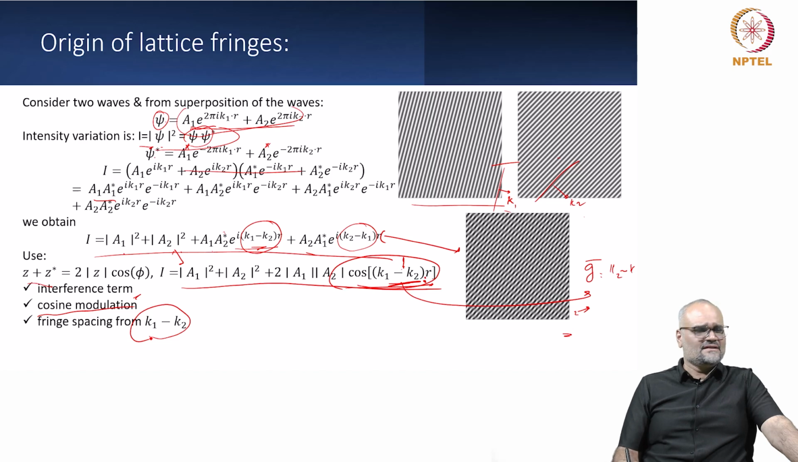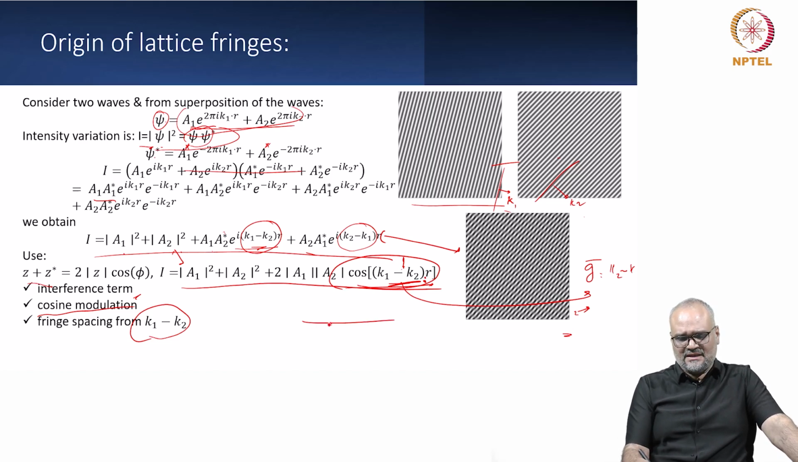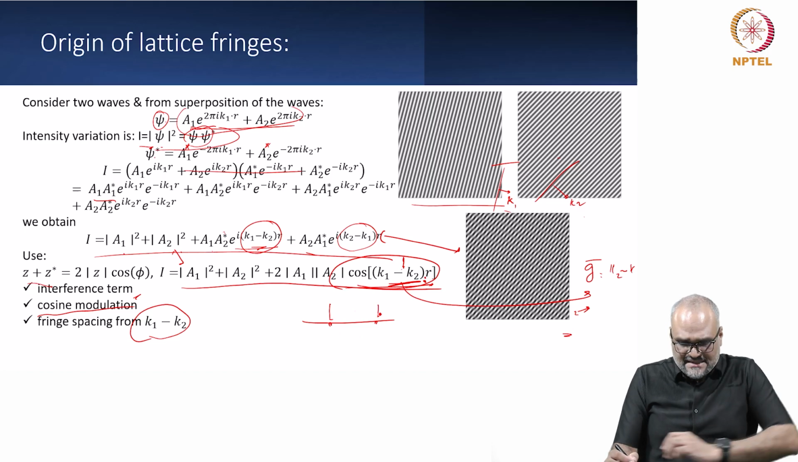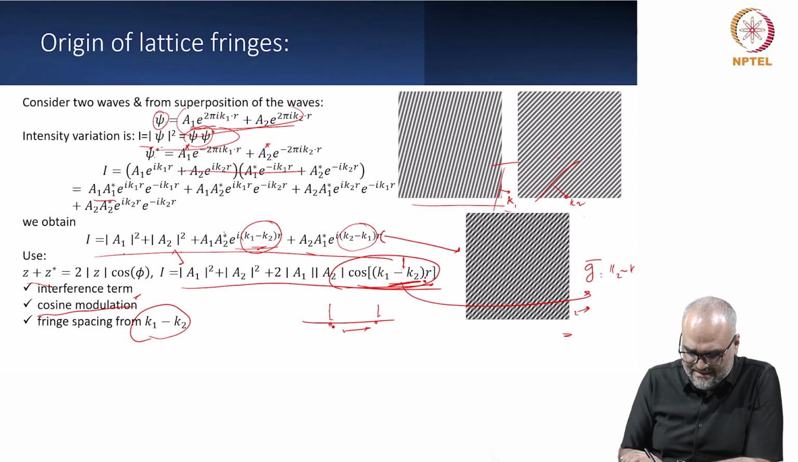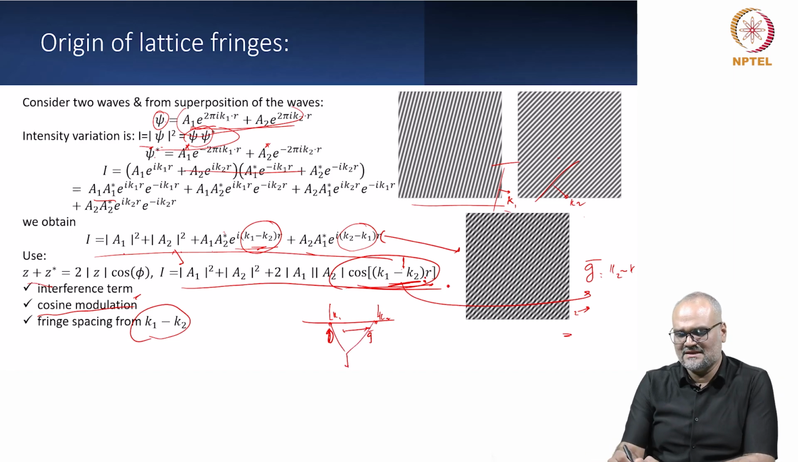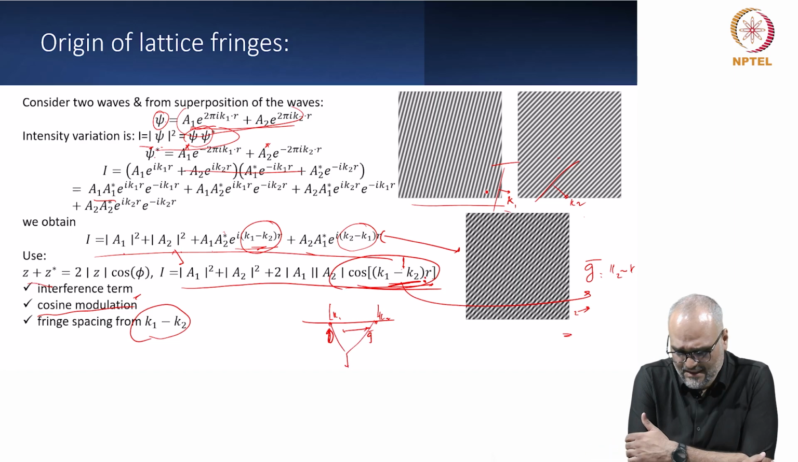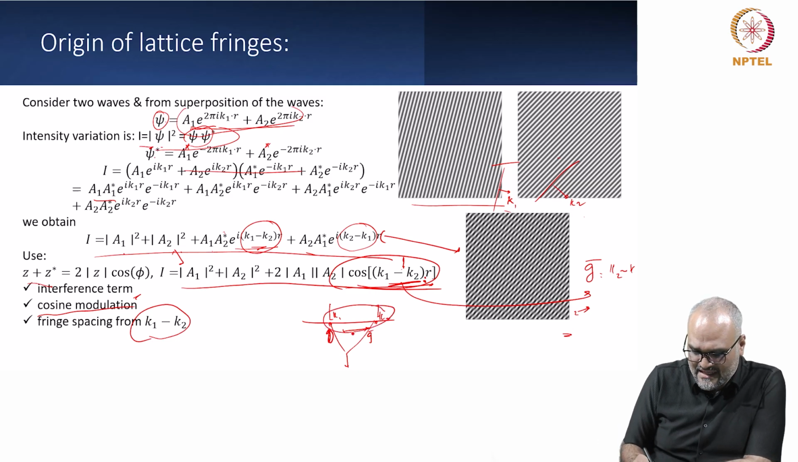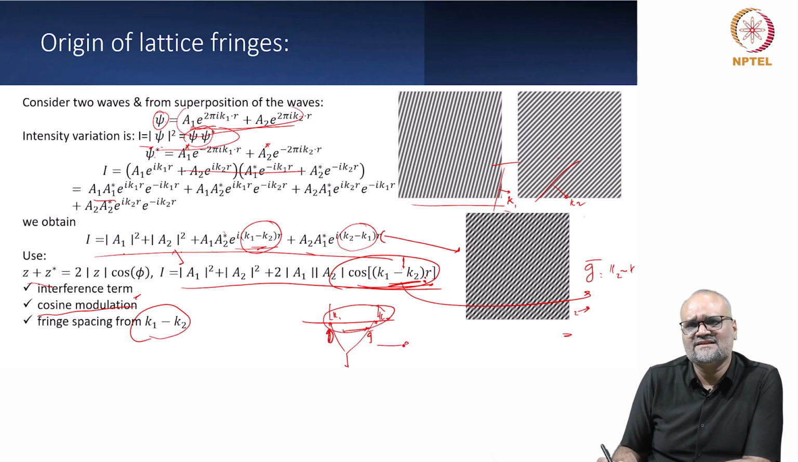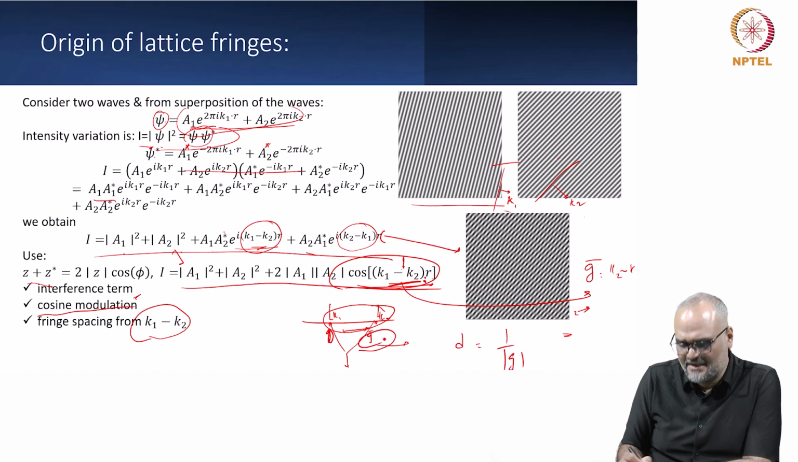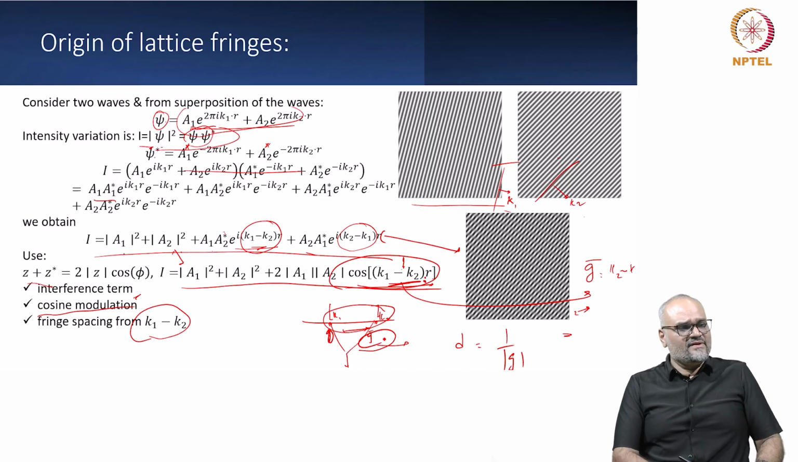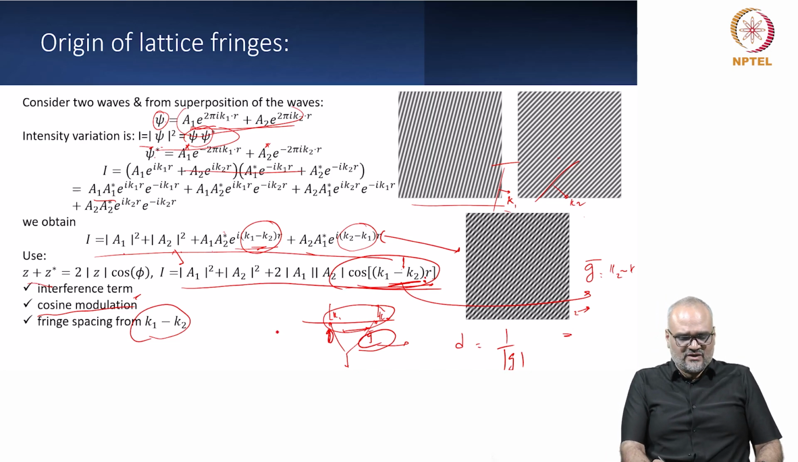If I take two simple scattering centers which are separated, so let me call this as 0 and this is some G bar and this is K1 and K2 here. When these two are interfering to produce a fringe pattern like this, the difference between this K1 and K2 corresponds to my reciprocal lattice vector, and the fringe spacing is inversely proportional to the modulus of this reciprocal lattice vector. We will see how this modifies if I introduce the third term.